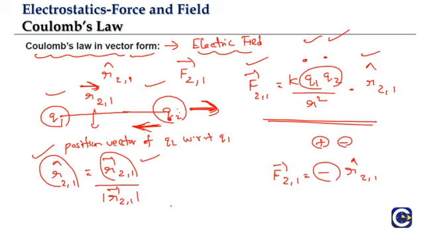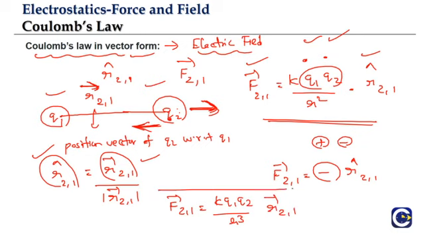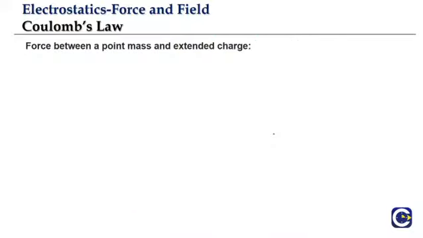So we can also write it in another form. F2 comma 1 can also be written as k q1 q2 by r cubed into r bar 2 comma 1. Because we can have r cap written as r bar by r, so the denominator totally will become r cubed. So this is an alternative form. So either this or this we can use for representing Coulomb's law in the vector form. So we will use this in the derivation of the electric field.